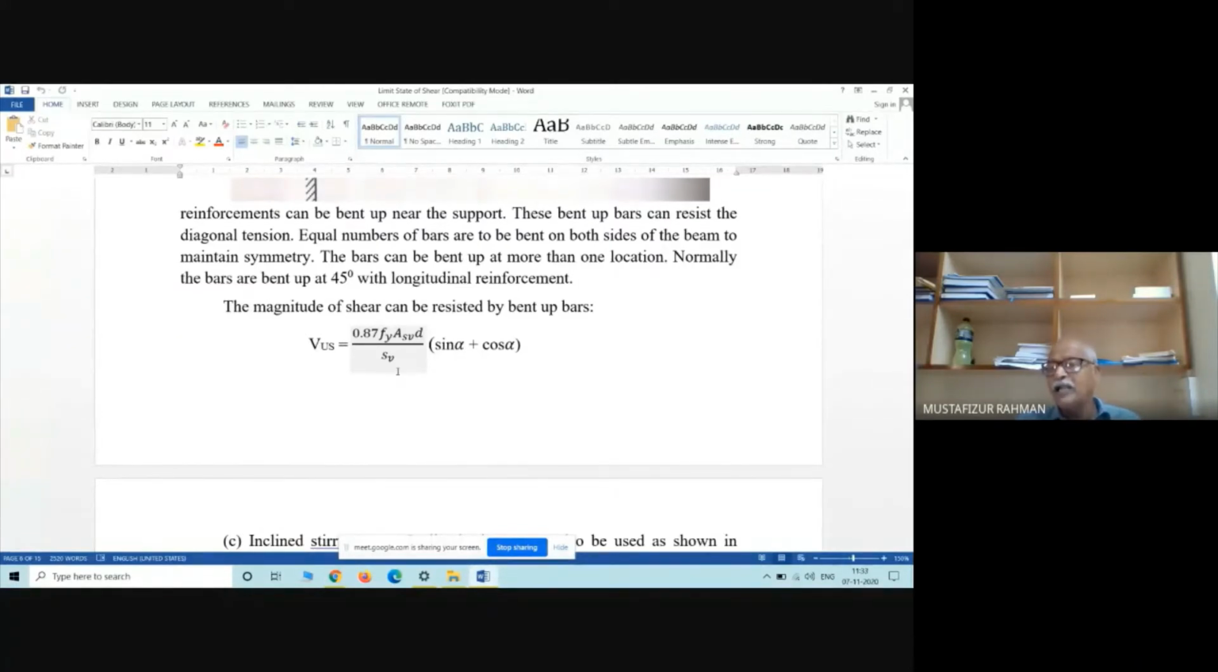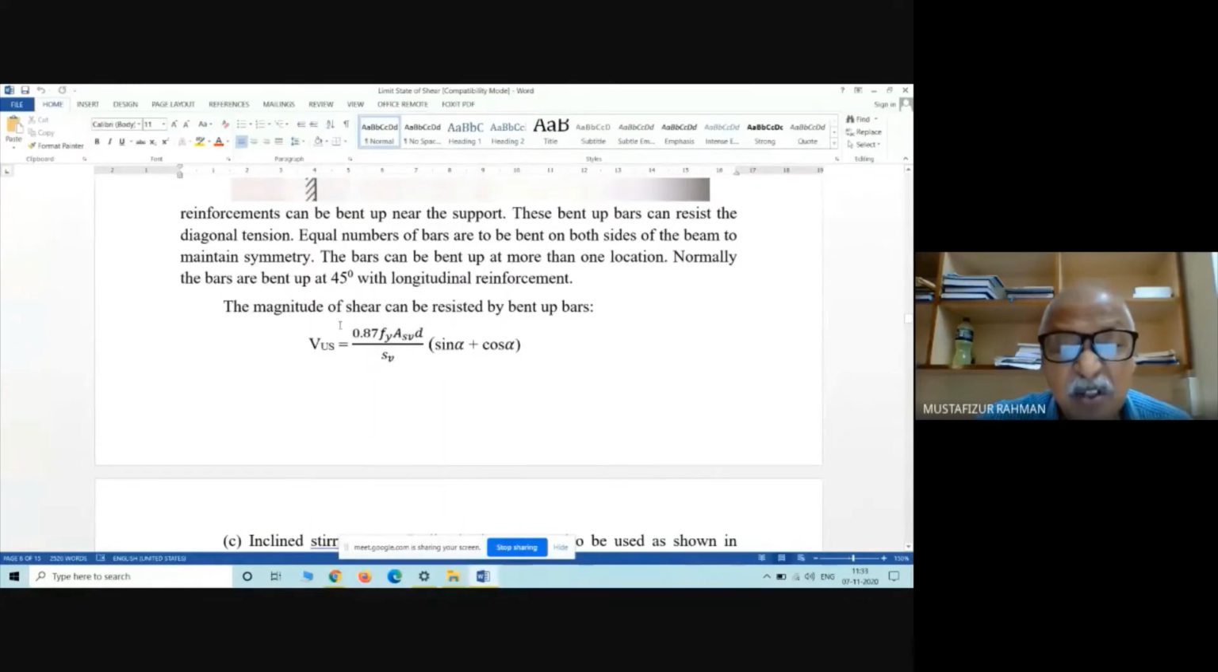At least 1/3 of the main reinforcement, whatever is required at the bottom as tensile strength, should extend to the support, if it is a simply supported beam. For a continuous beam or frame, it will be something different. If it is a simply supported beam, at least 1/3 of the reinforcement should go to this support. So the rest will be there.